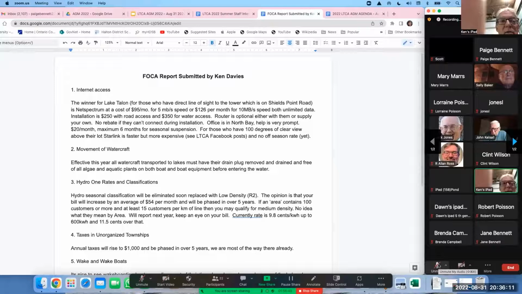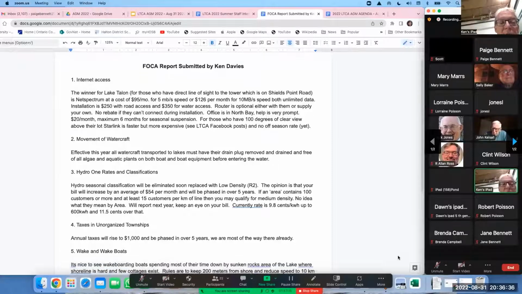It's available right now, and you can turn it off. So if you had it on for 6 months and shut it off for 6 months, it will cost you maybe just over $1,000 for the year. Whereas Net Spectrum would be around $740 for the year. And so quite frankly, we have unlimited internet access with both of those services everywhere on Lake Talon.